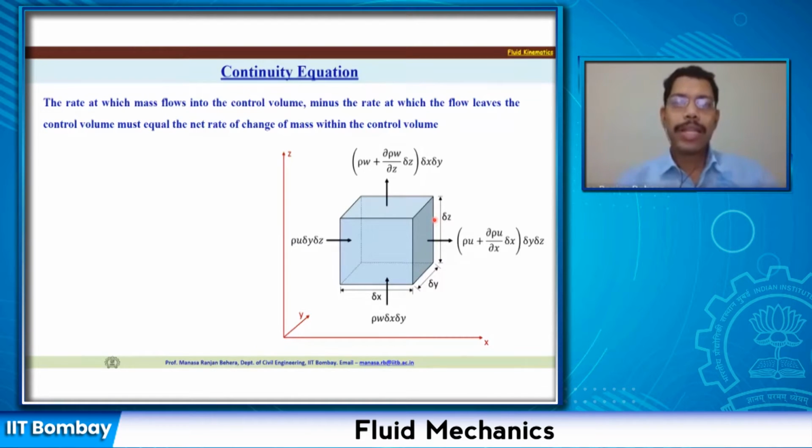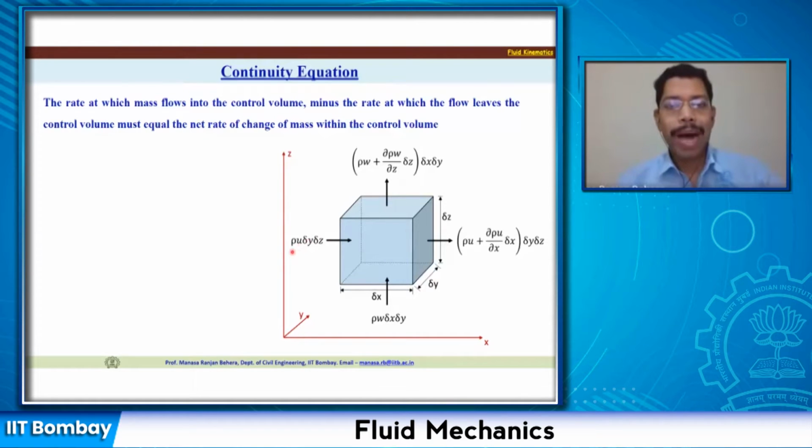Okay, and in this case, the fluid has a density of rho, and the velocity in the x direction is u, in the y direction is v, and in the z direction is w. So with these velocities u, v, w, let us consider the face that is perpendicular to the x direction. What is that face? That is nothing but your delta y, delta z. So this particular face is the face that is perpendicular to the x direction, and let us see how much flow is taking place through this face.